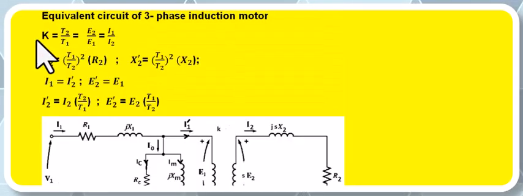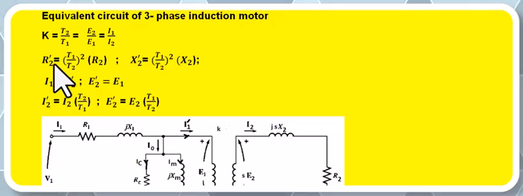Here the turns ratio is equal to T2 by T1. T2 is the number of turns per phase on the rotor, and T1 is the number of turns per phase on the stator. E2 is the induced EMF per phase in the rotor under standstill conditions, and E1 is the induced EMF in the stator winding per phase. I1 is the input current to the stator, and I2 is the current flowing in the rotor circuit.